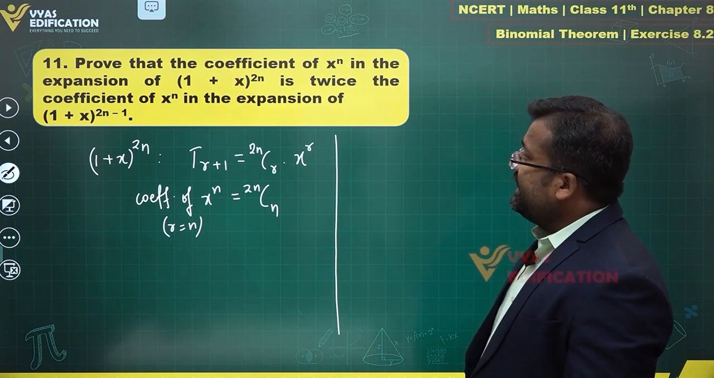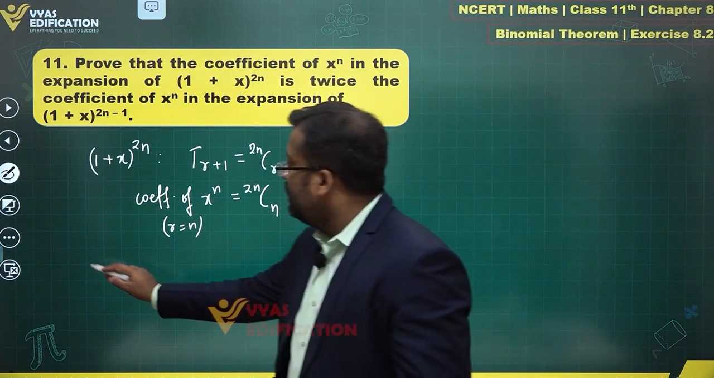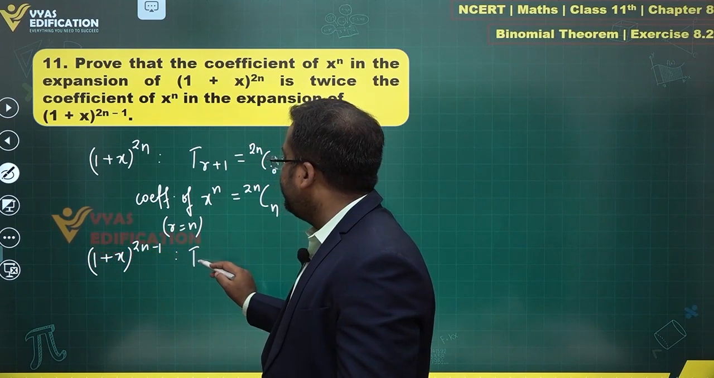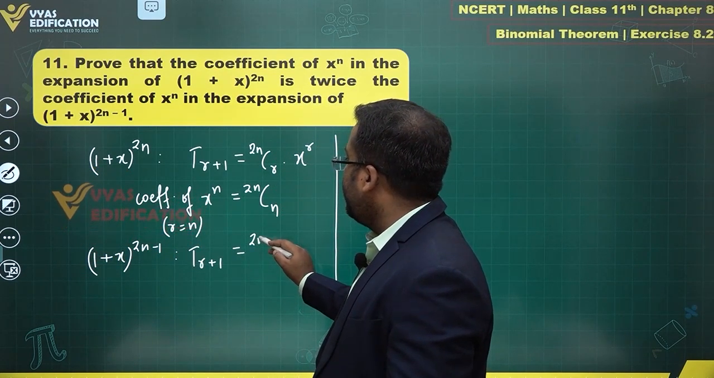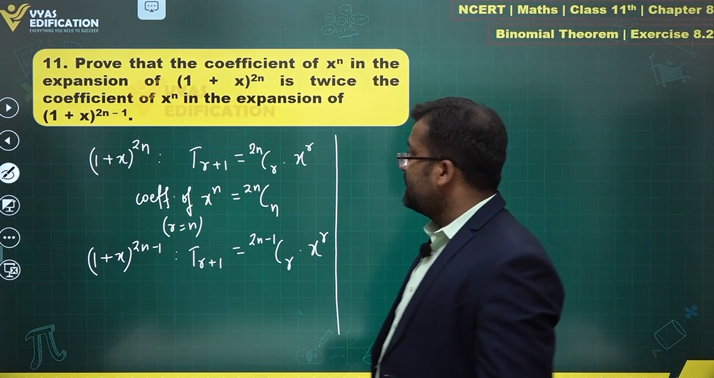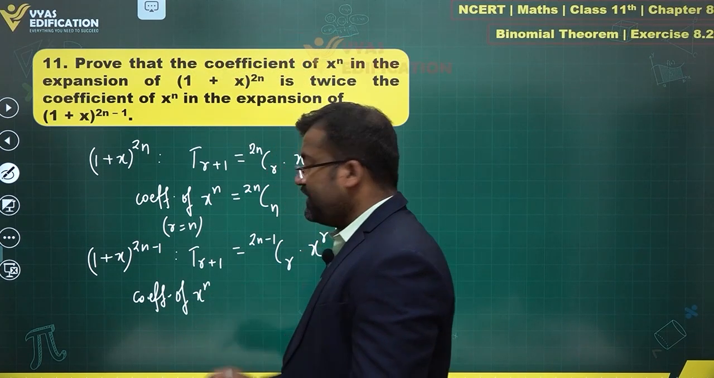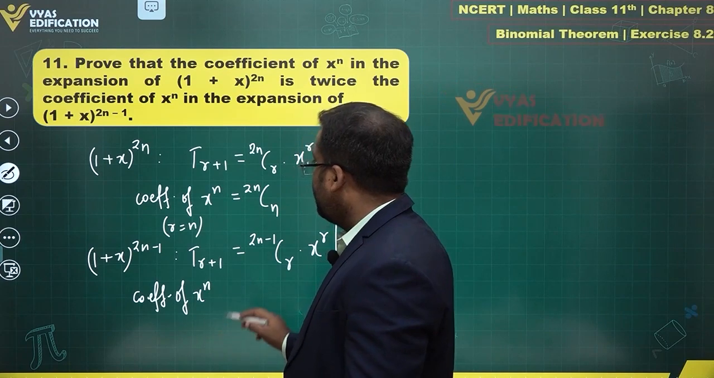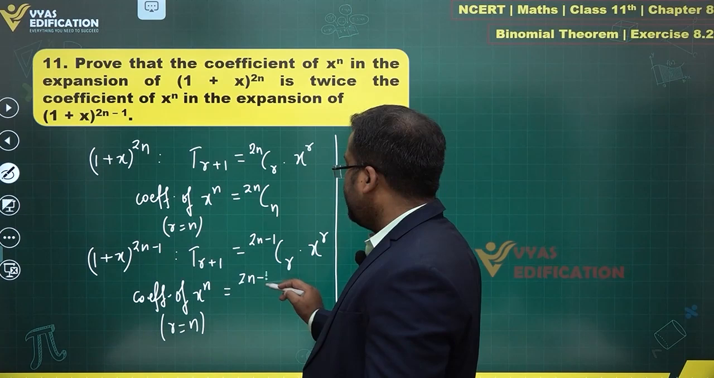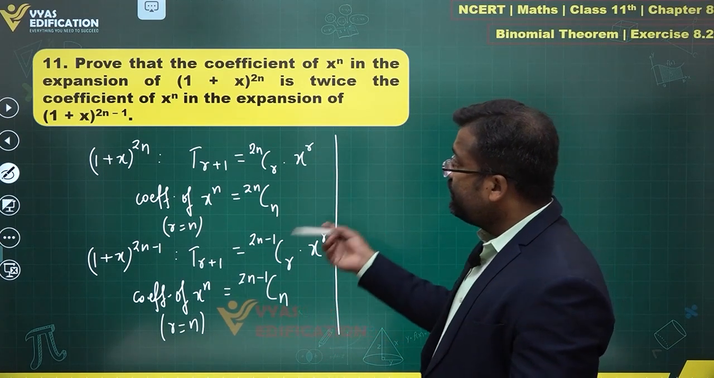Twice the coefficient of x power n in the expansion of this. Let's try to write the expansion of this as well. For (1 + x) power 2n minus 1, you have T(r+1) as 2n minus 1 Cr times x power r. So the coefficient of x power n: for x power n you will have r equal to n. This will imply this is 2n minus 1 Cn. Is that okay? Yes.